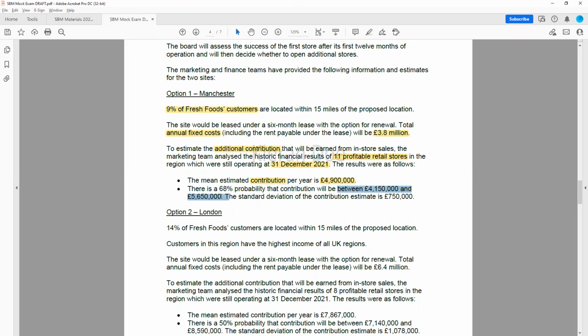4.15 million and 5.65 million. And we're told that the standard deviation of the contribution estimate is this. So clearly some statistics in here as well that we're going to need to consider as part of our answer.